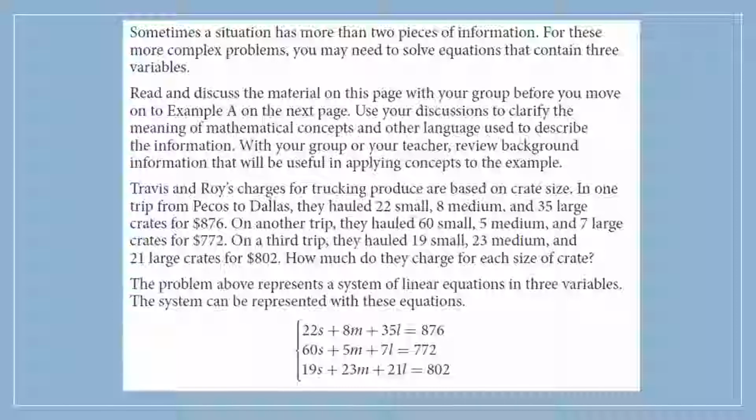Travis and Roy's charges for trucking produce are based on crate size. In one trip from Pecos to Dallas, they hauled 22 small, 8 medium, and 35 large crates for $876. On another trip, they hauled 60 small, 5 medium, and 7 large crates for $772. And on a third trip, they hauled 19 small, 23 medium, and 21 large for $802. How much do they charge for each size of crate?